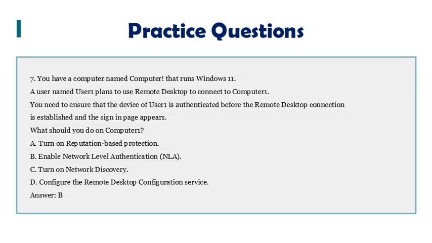7. You have a computer named Computer 1 that runs Windows 11. A user named User1 plans to use remote desktop to connect to Computer 1. You need to ensure that the device of User1 is authenticated before the remote desktop connection is established and the sign-in page appears. What should you do on Computer 1? A. Turn on reputation-based protection. B. Enable network-level authentication, NLA. C. Turn on network discovery. D. Configure the remote desktop configuration service. Answer: B.